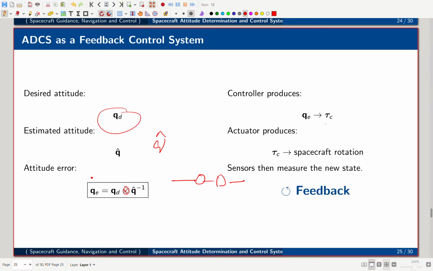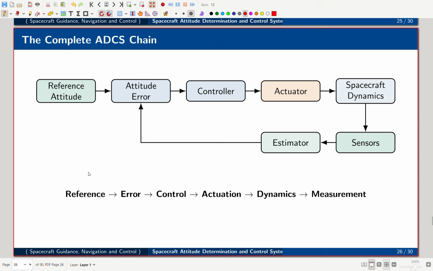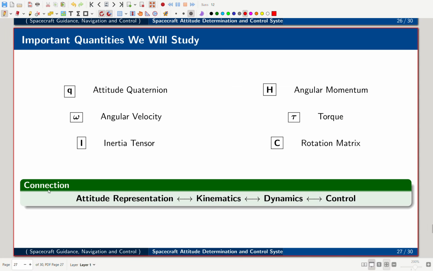So this error, we put into the controller, and accordingly the torque will be based on what torque is needed to be applied by the actuator, so that our attitude is corrected, right? So again, reference attitude and attitude error, controller, actuator, spacecraft dynamics, sensor, estimator. So reference, then error, controller, and actuation, dynamics, and measurement. These are the sub-components we need to understand.